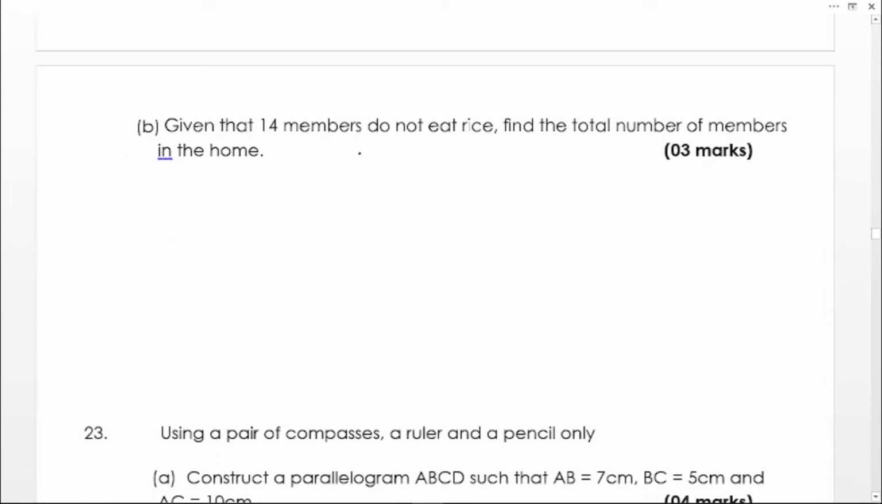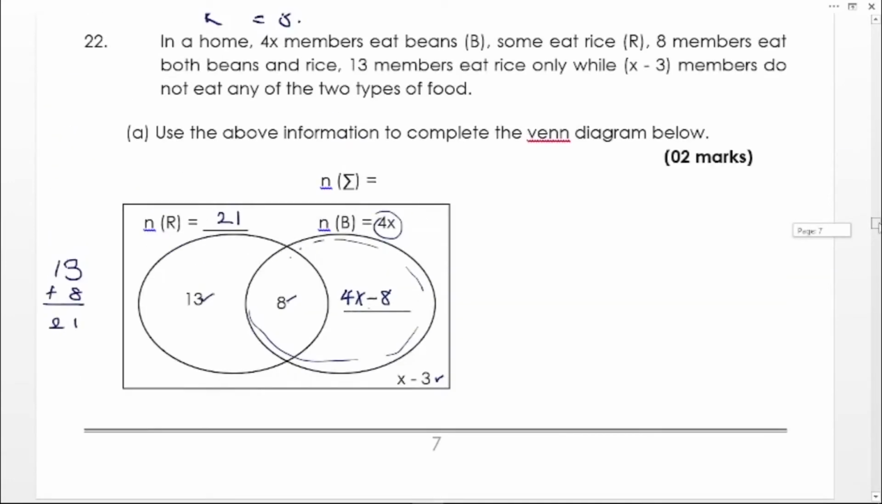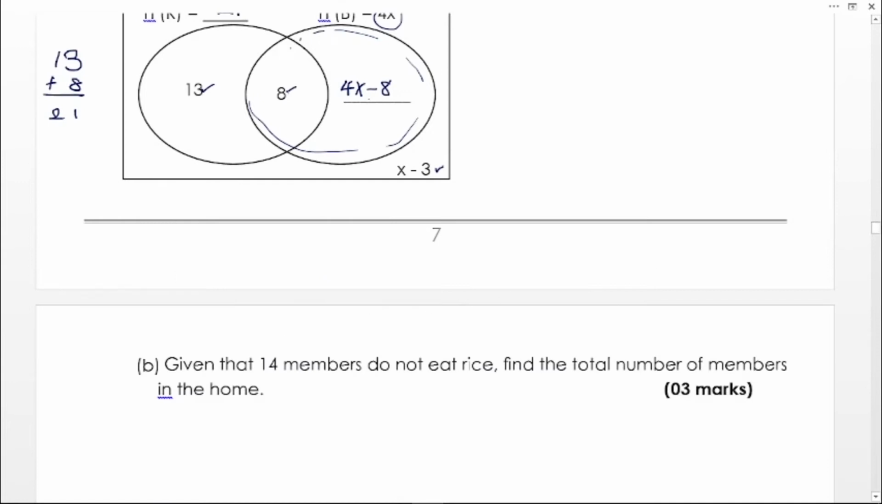Given that 14 members don't eat rice, find the total number of members in the home. Meaning that we are having this scenario. 14 members don't eat rice. So all of these ones ate rice, 13 ate rice and 8 ate rice. But now when you look at 4x minus 8, when you add on x minus 3, they are the members who did not eat rice, and they sum up to the 14.